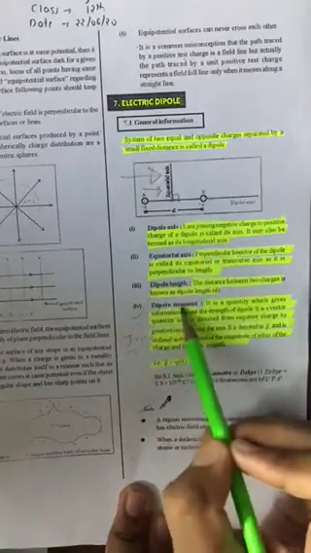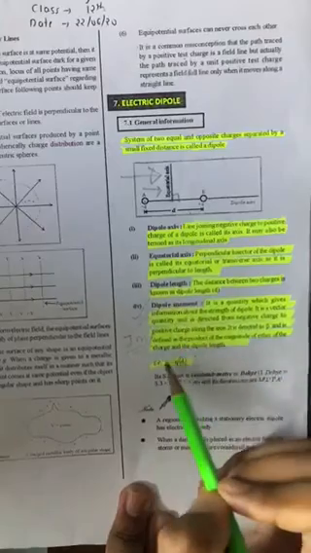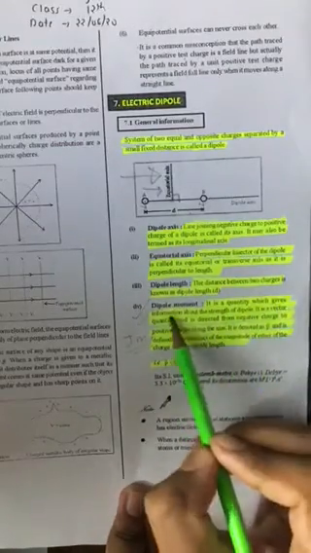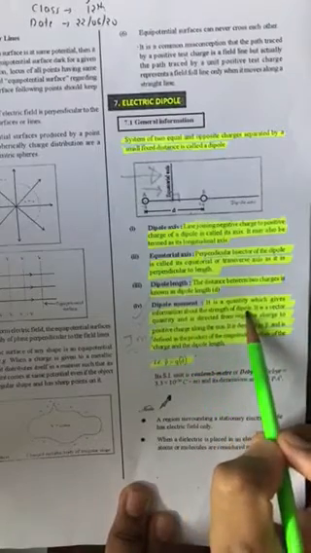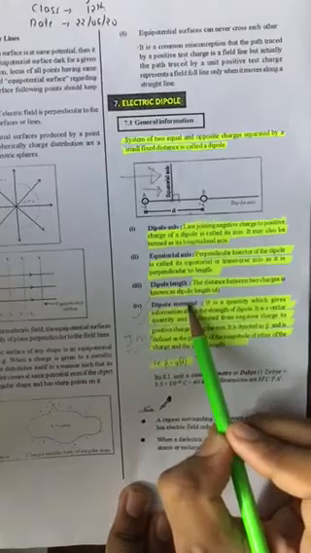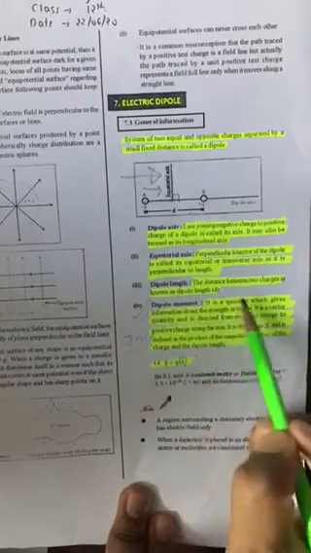Fourth, dipole moment. This is very important also. Dipole moment is denoted by p. It is a quantity which gives information about the strength of the dipole. So what does this signify? This signifies the strength of the dipole, that is, the power of the dipole.